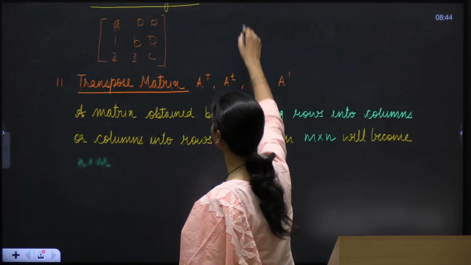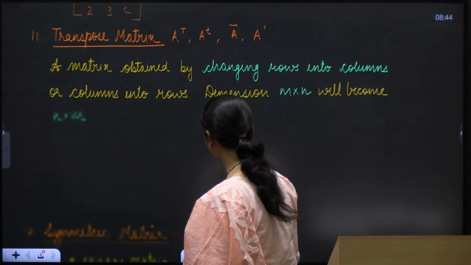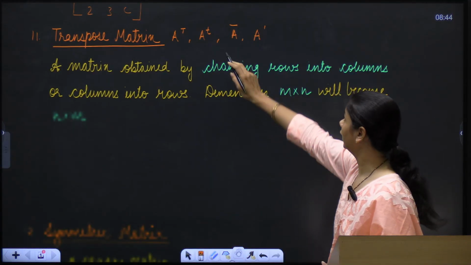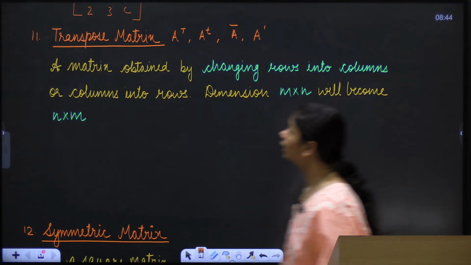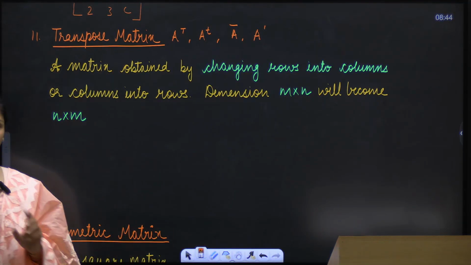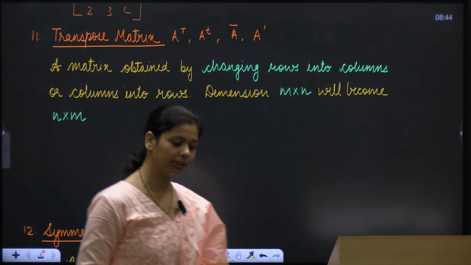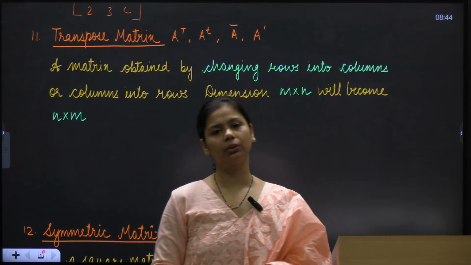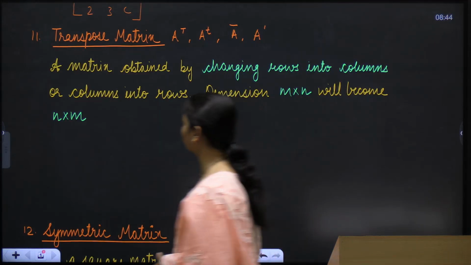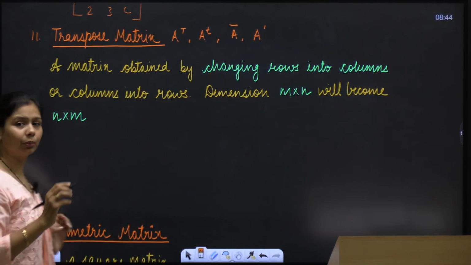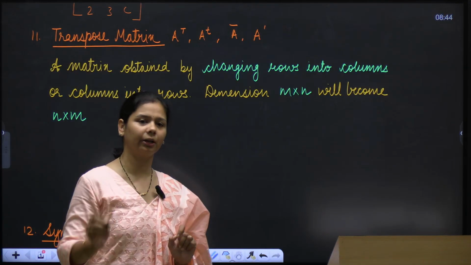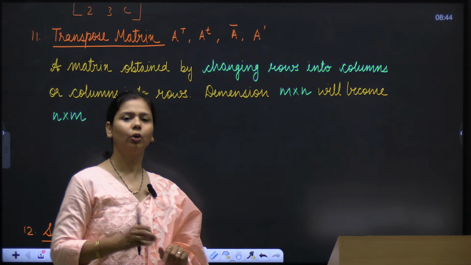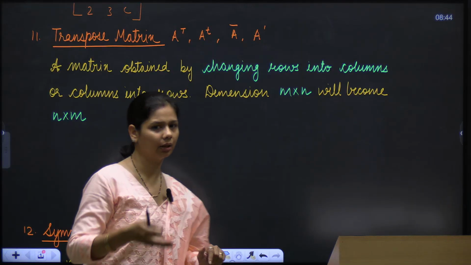Then the next is the transpose matrix. We denote the transpose matrix with A T, A small t, A bar, A dash. Okay, so the transpose matrix is the matrix which we obtain by changing the rows into columns and columns into rows. That means if the matrix is of m by n dimension, then in the transpose matrix we will get a matrix with dimension n by m.